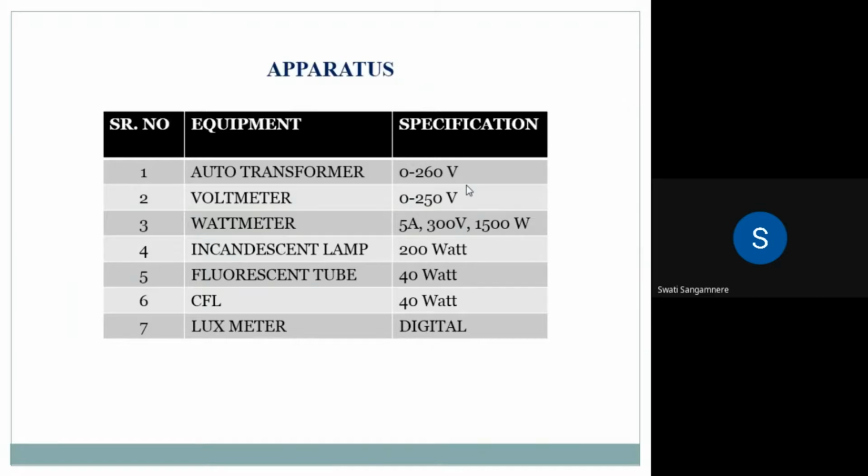What apparatus is required to perform this practical? First, an auto transformer having the range 0 to 260 volt. Second, a voltmeter having the range 0 to 250 volt. Then a wattmeter 5 ampere 300 volt 1500 watt. Then an incandescent lamp having the wattage 200, a fluorescent tube 40 watt, a CFL 40 watt and a lux meter.